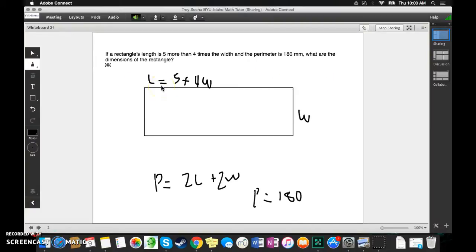So if a rectangle's length, I knew I had to have a rectangle. And then it was talking about the length, so the long side, L equals 5 more, that's addition, then 4 times is multiplication, the width. So that's L equals 5 plus 4W, and the perimeter is 180 millimeters. I know that I'm going to use the perimeter formula because they gave me perimeter. I also know that this W is just W because it didn't mention anything about it in the problem. So that is how you would set up this problem.